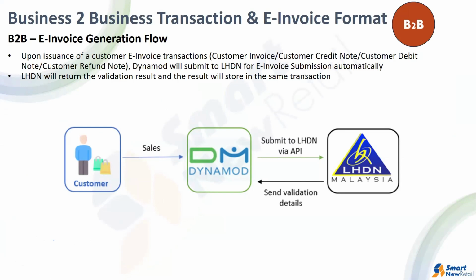Okay, so this is the flow for B2B. So we'll issue the invoice for our customer. Okay, it's either invoice, credit note, debit note, or refund note. Then our system will submit it to HDN for the submission. Then after that, HDN will return the validation result for us.